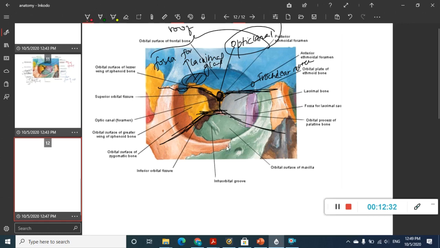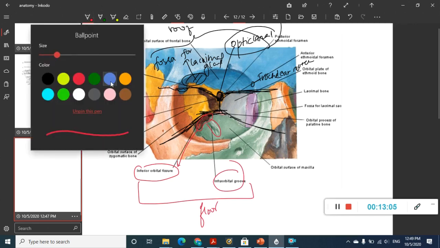Then what about the floor? The floor, what does it have? It has this groove. What is this called? Infraorbital groove, and the canal is present, and it also has a rough impression in the anteromedial angle for the inferior oblique muscle. That's not necessary. What is important is this inferior orbital fissure and this infraorbital groove which you are seeing in the floor are mainly important.